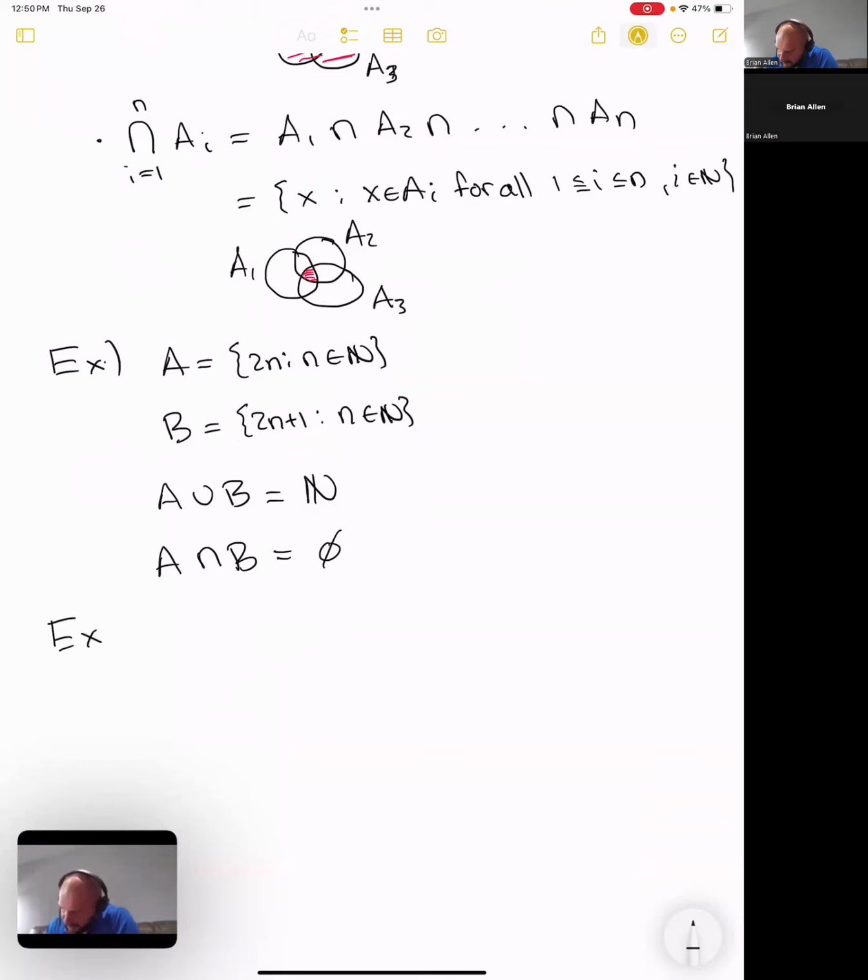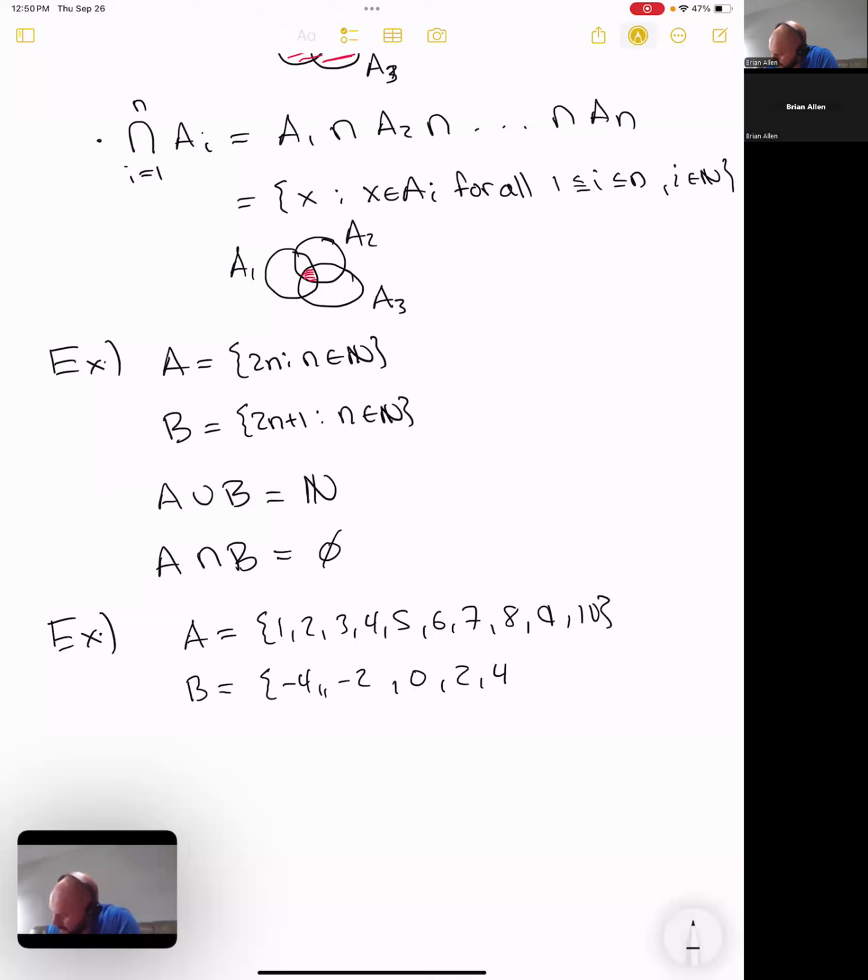Okay, let's look at another example. So let's say A is the set 1, 2, 3, 4, 5, 6, 7, 8, 9, 10. And let's say B is -4, -2, 0, 2, 4. Okay, so then A union B is, well, I get -4, -2, 0, 1, 2. Should have made this example shorter. Okay, too late.